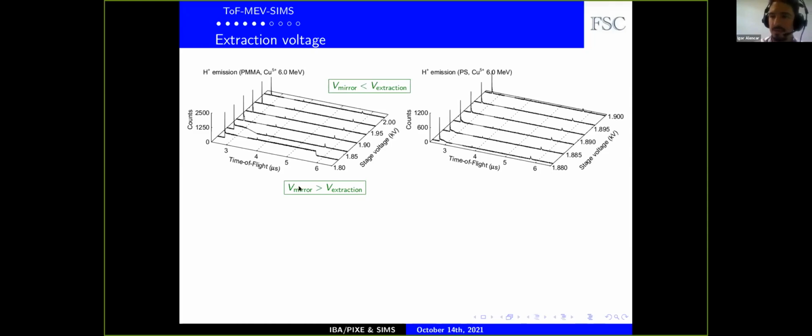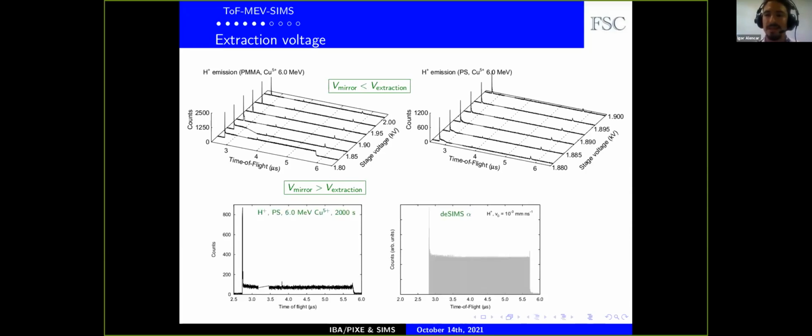If the mirror voltage is higher than the extraction field. If you invert it, then we just observe the peak, and we have an exit peak as well. This is for H plus, this is H2 plus. And so we can control by the extraction voltage and interpret the emission and understand a little bit better from which time the secondary ions were emitted. And we see that our calculations reproduce qualitatively, generally well, the shape of the peaks that we are observing.